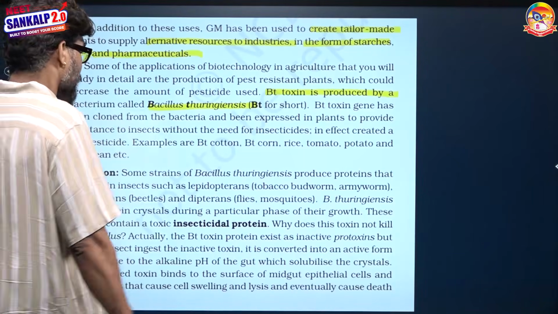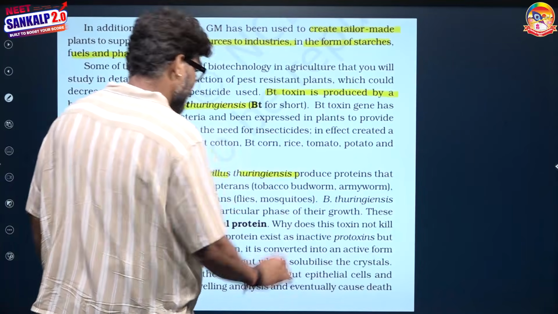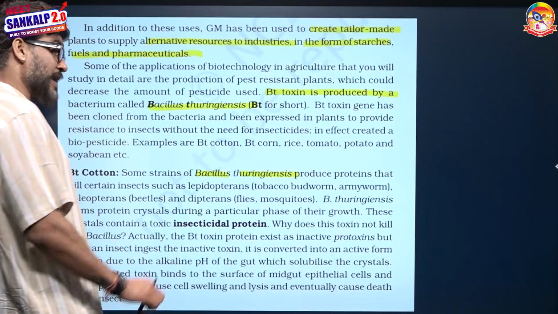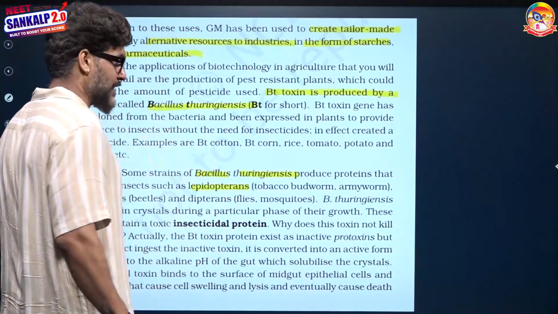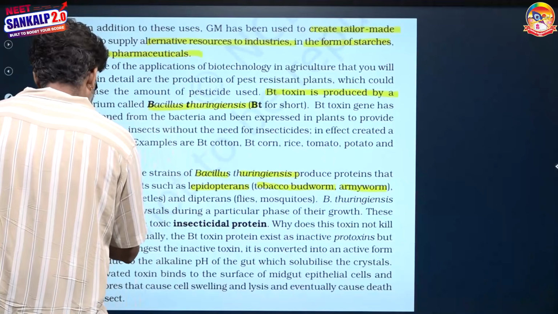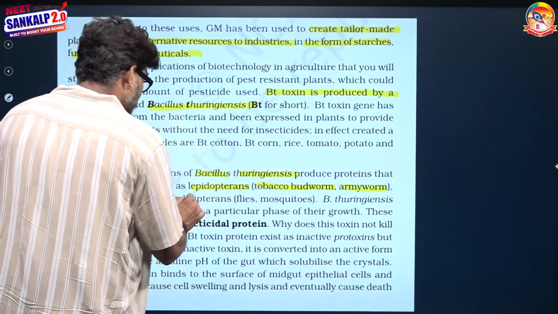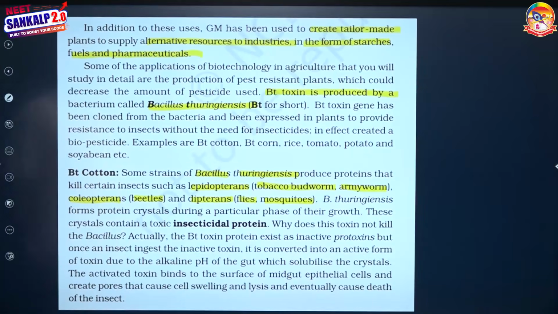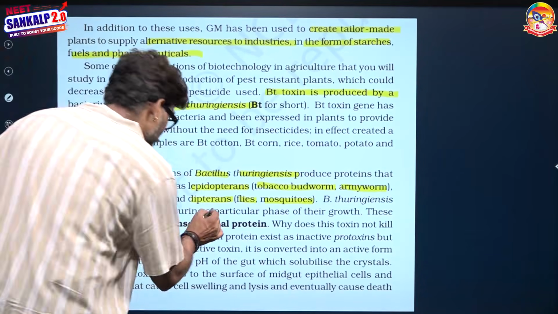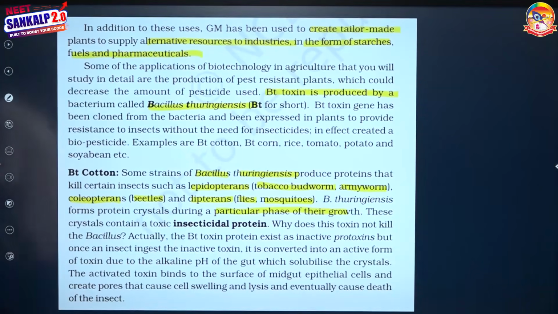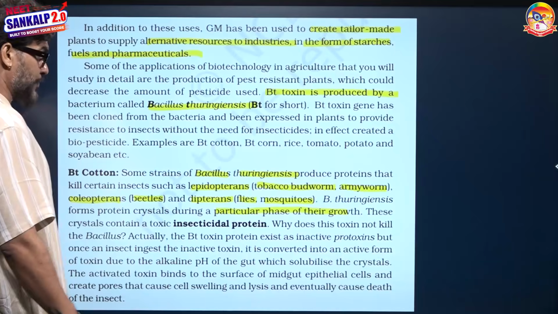Bt cotton. Some strains of Bacillus thuringiensis produce proteins that kill certain insects such as Lepidopterans, for example tobacco budworm and armyworm, Coleopterans, for example beetles, and Dipterans, for example flies and mosquitoes. Bacillus thuringiensis forms protein crystals during a particular phase of growth, and these crystals contain a toxin, an insecticidal protein.